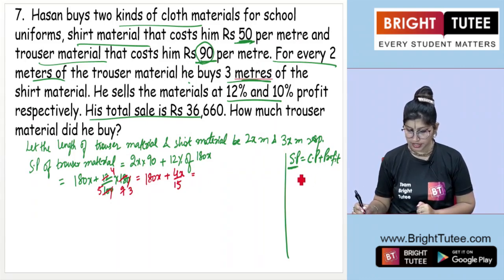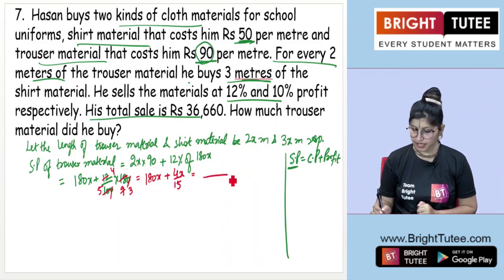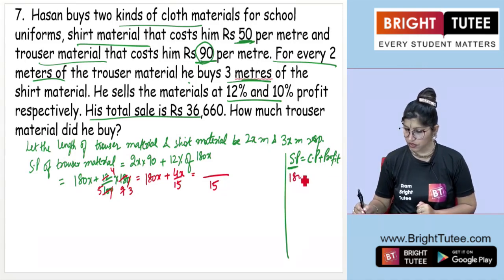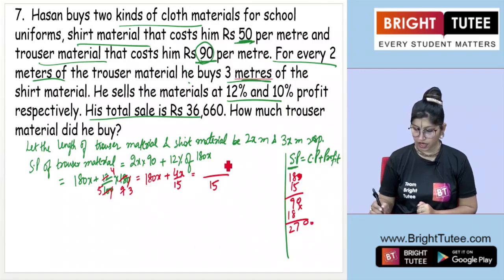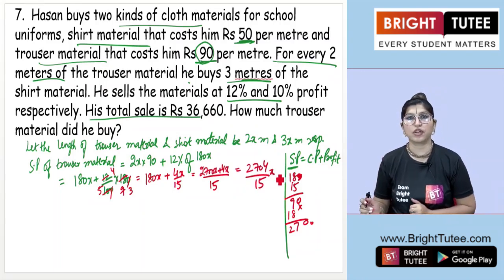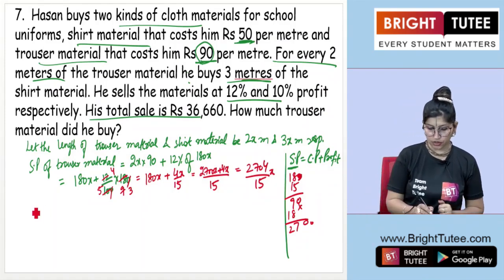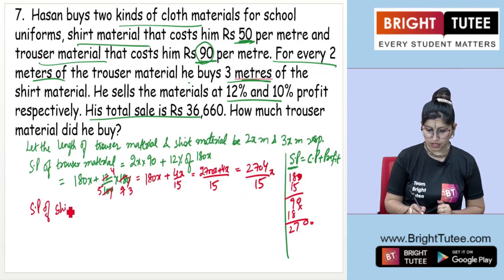So 180x plus 4x by 15, we will be taking LCM. So 180 times 15, we can write 0 afterwards. So 2700x plus 4x, that means 2704 upon 15x is the SP of trouser material which he buys. Now if we talk about SP of shirt material, what do we get?